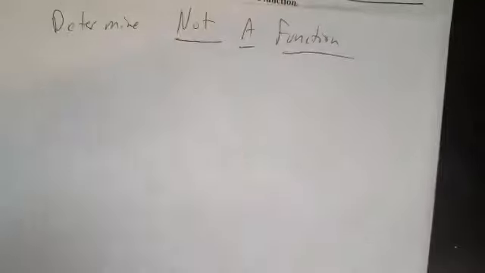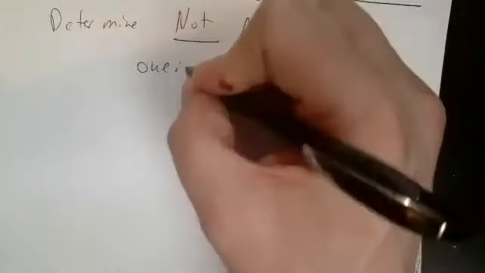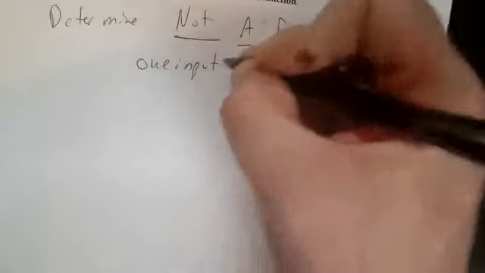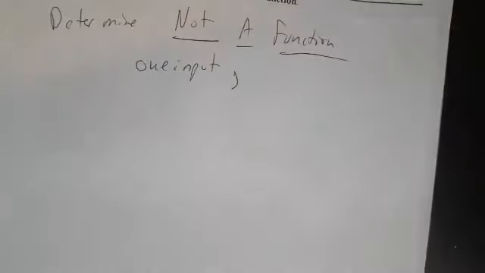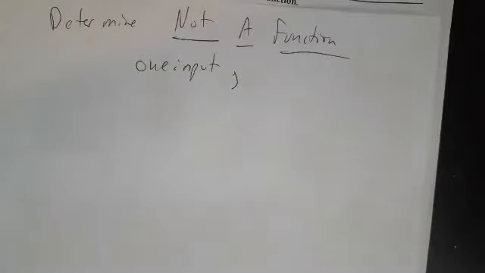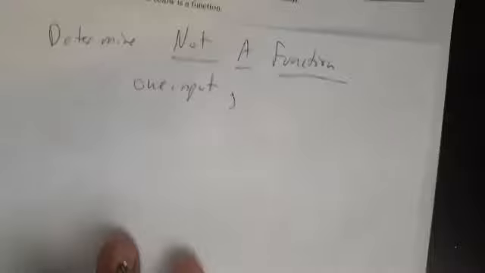And if each input, what does it say? Each input has exactly one output. So something that would break that is that you have one input, but you have one input and you have multiple outputs, more than one output.